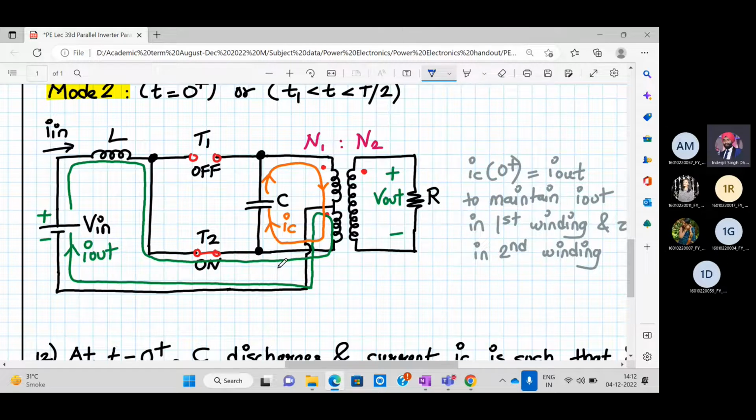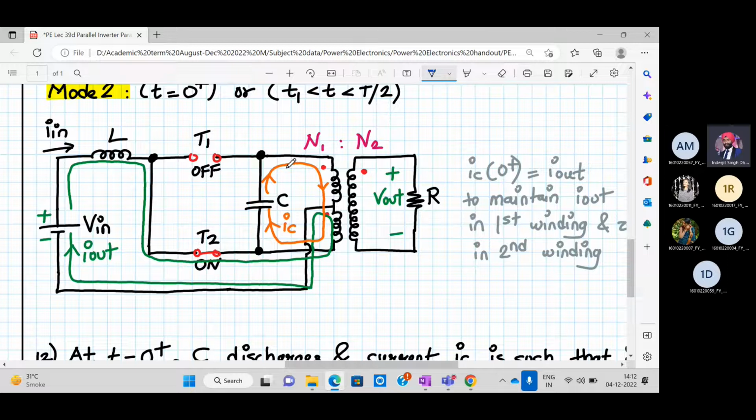Earlier it was charging, right? Now it is discharging. So it will discharge via upper half of the winding and lower half of the winding. So the current should be continuous. Right? If there is a current, it's an inductor only, right? This primary and secondary coil are inductors only, right? The current cannot suddenly vanish from the upper half of the winding.